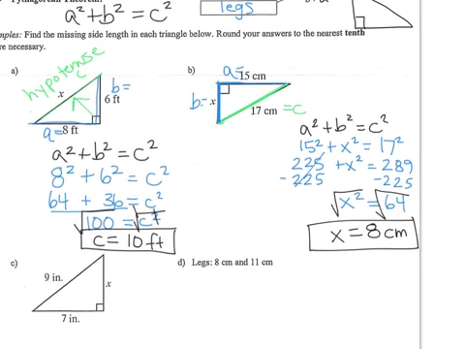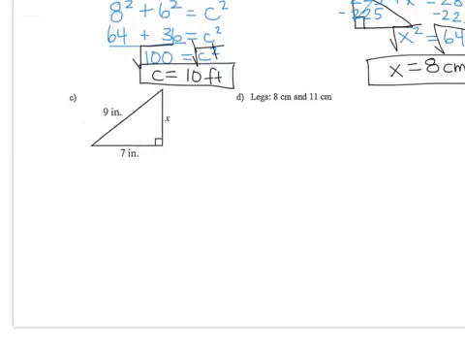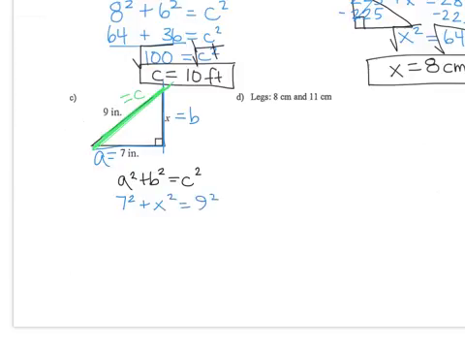Okay, then down here, it's a right triangle because we have a right angle, and these two are the legs. So I'm going to mark the legs, A equals 7, B equals X, and this side is the hypotenuse. This equals C. So I write the formula. A squared plus B squared equals C squared. Now I substitute 7 squared plus X squared equals 9 squared.